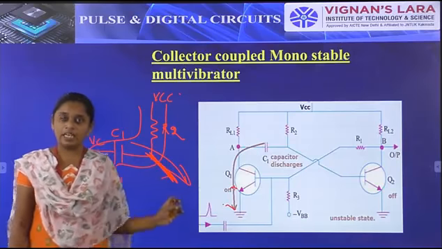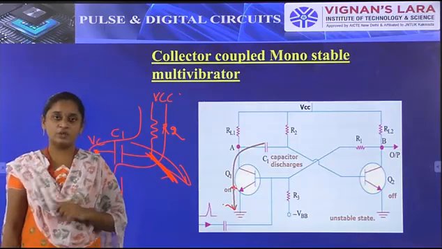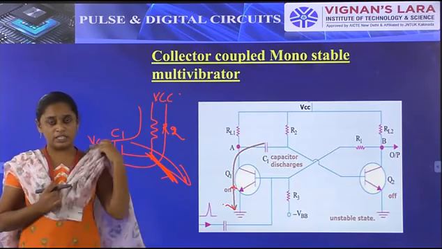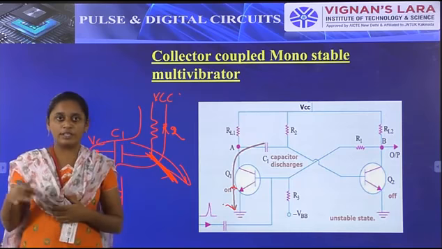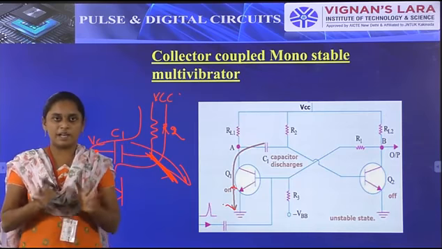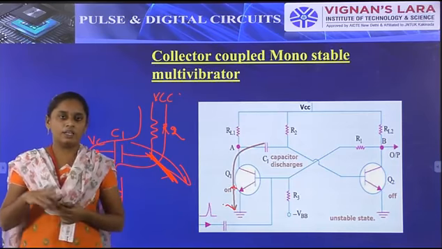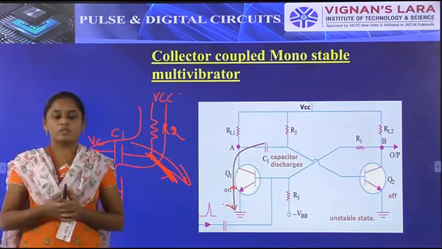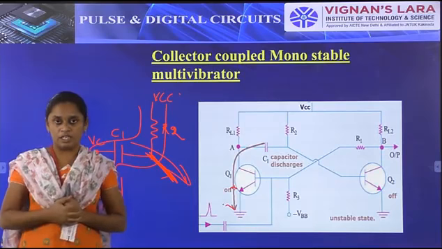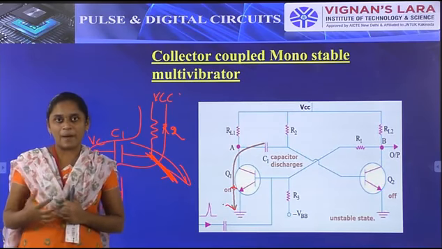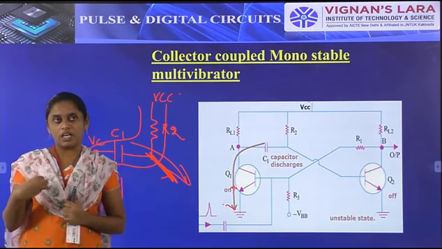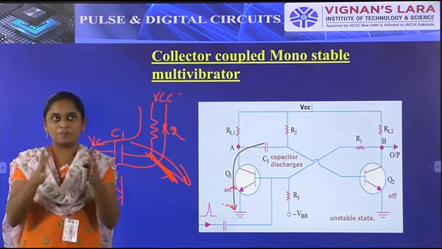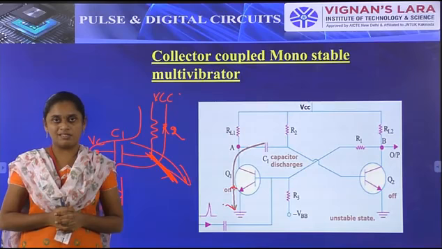Simply we can say that at the initial stage we assume that one of the transistors is in on condition, another goes to off condition. So that is Q1 is off and Q2 is on. In this time the capacitor is charging, and only with an external triggering pulse can we go to Q1 in on condition and Q2 in off condition. In this time the capacitor starts discharging. This particular stage is known as the quasi-stable state.